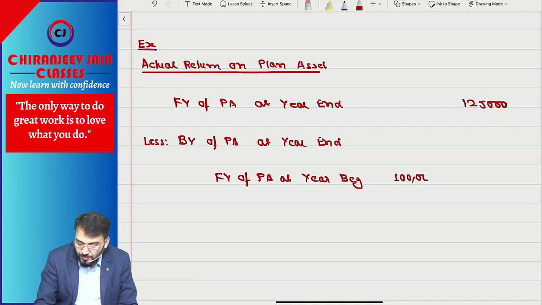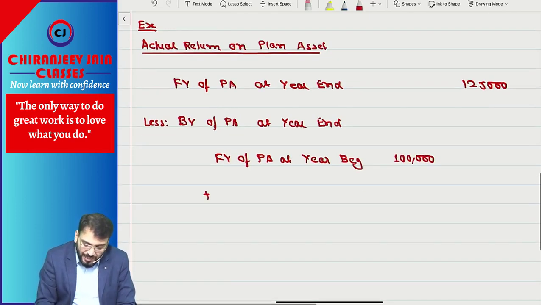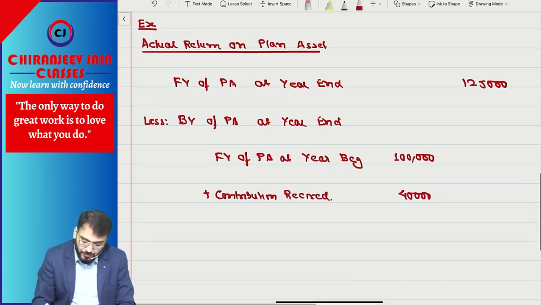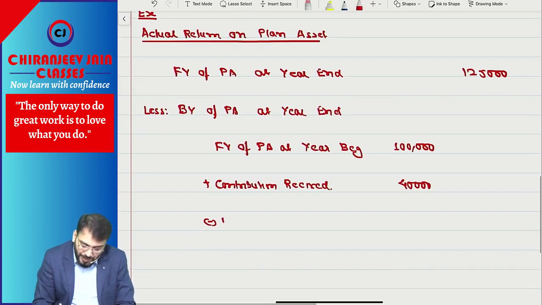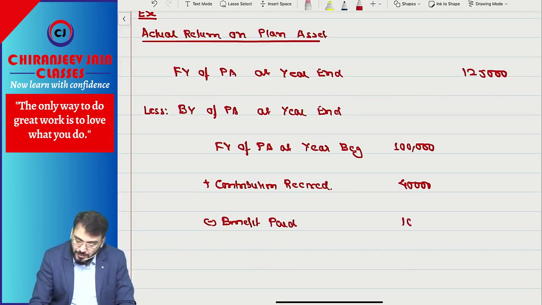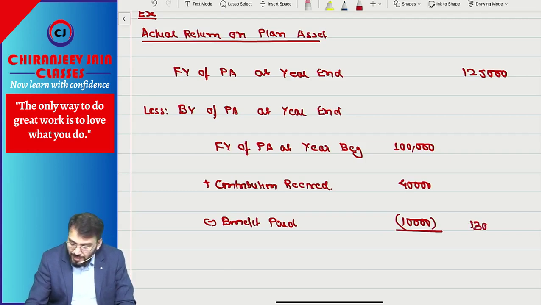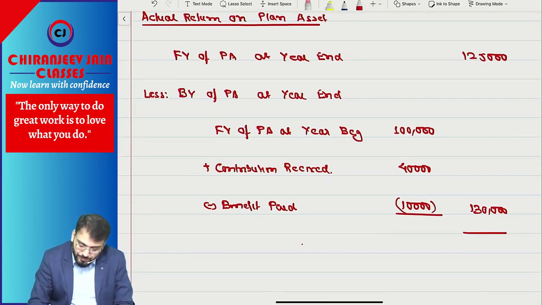$1 lakh. Can I say in this we'll add contribution received? Contribution received will be added now. It will increase plan asset by how much? 40,000, minus benefit paid. Benefit paid is how much? 10,000. So what is the book value? 1,30,000. Means can I say there is a negative return?